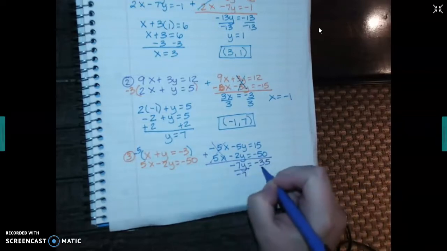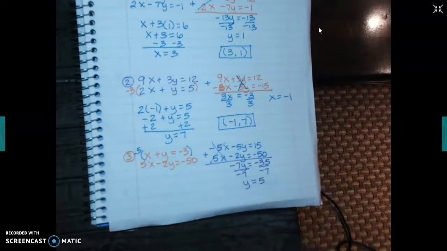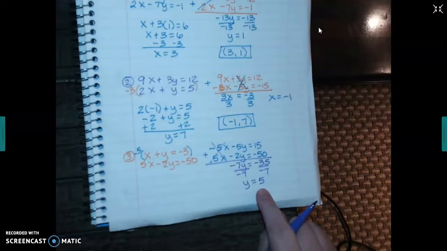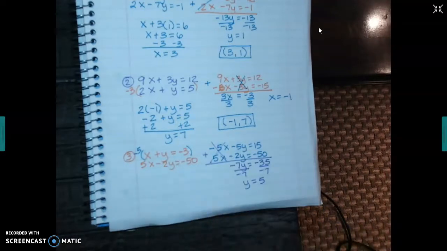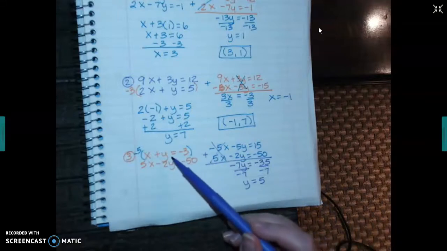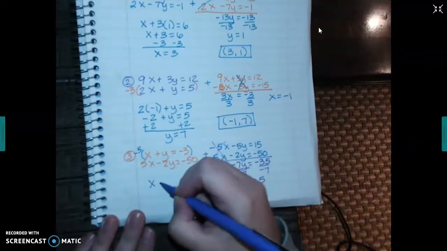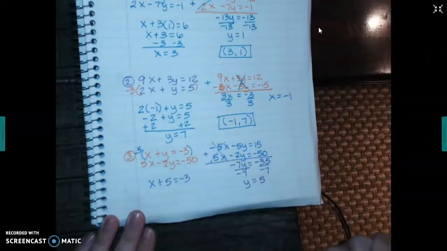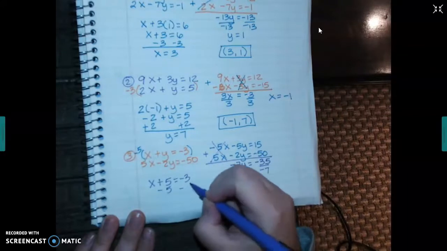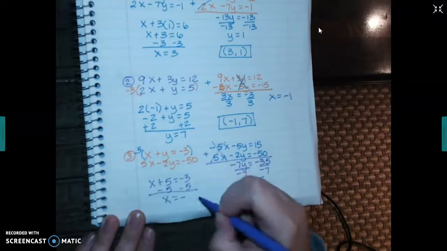Divide both sides by negative 7, and you come up with y equals positive 5. You will then take positive 5 and plug back into one of your original equations. Looking at my original equations, it looks like it would be easier to plug into this top equation. That will look like this. X plus 5 equals negative 3. Subtract 5 on both sides. You will come up with x equals negative 8.